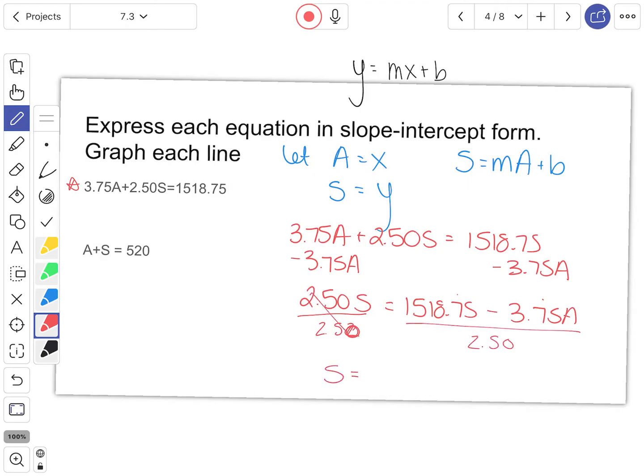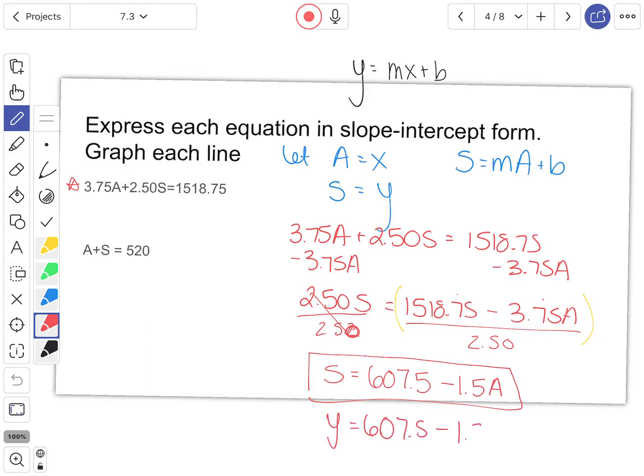So s is equal to our 1,518.75 minus 3.75a, divided by 2.50. You don't actually have to simplify any further. You would just need to make sure that you've actually put brackets around this, our numerator, when we put it into our calculator. But I'm just going to solve because it does work out to a nice number. If it was a gross number, I would just leave it as our fraction to stay exact. Okay, so this is the equation we can put into our calculator, and it will look like y is equal to 607.5 minus 1.5x.